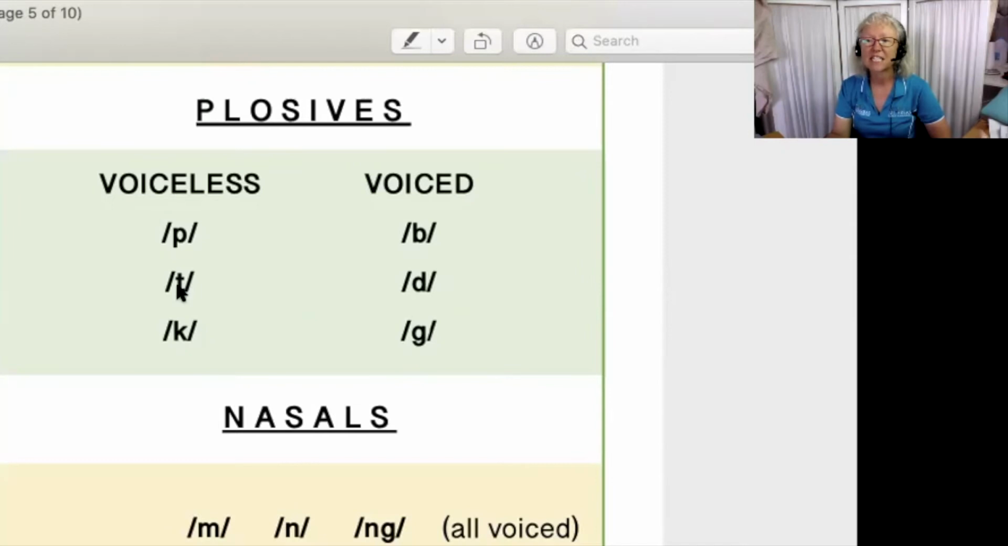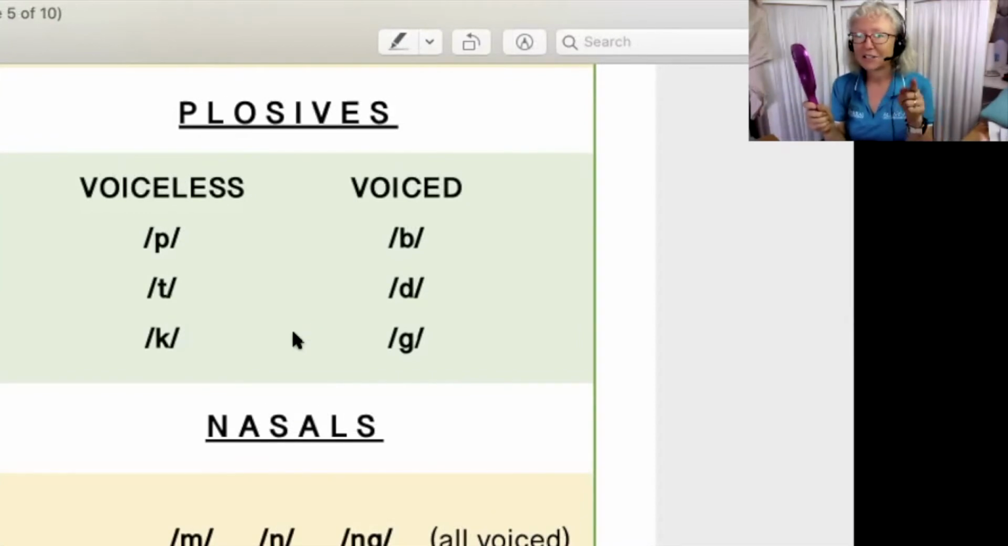Other plosives: t and d, k and g. Can you see we've got them voiceless and voiced? And now let's go across and look at the pairs. Let's look at p and b. P, b, p, b. And the next row, t, d. And the last row, k, g. It's important we don't say "p-uh", "t-uh", "k-uh", because then we're putting a voiced vowel sound afterwards. It's got to just be completely voiceless.